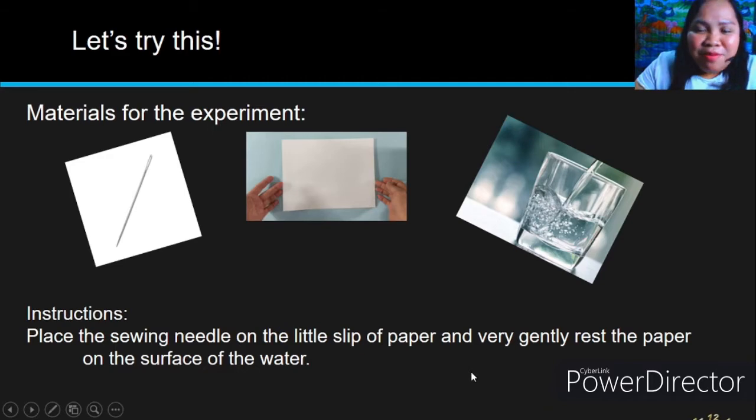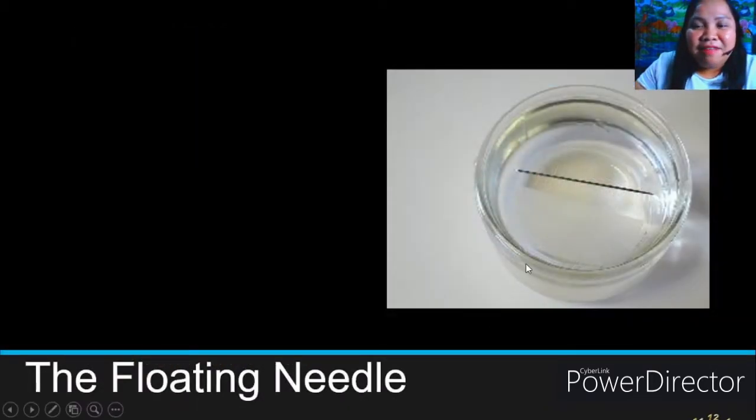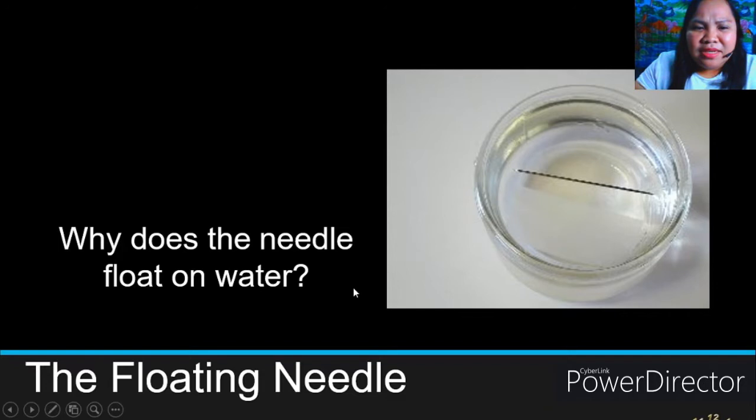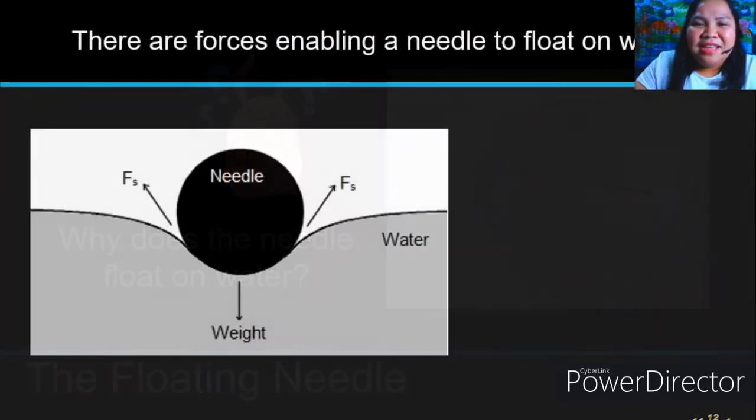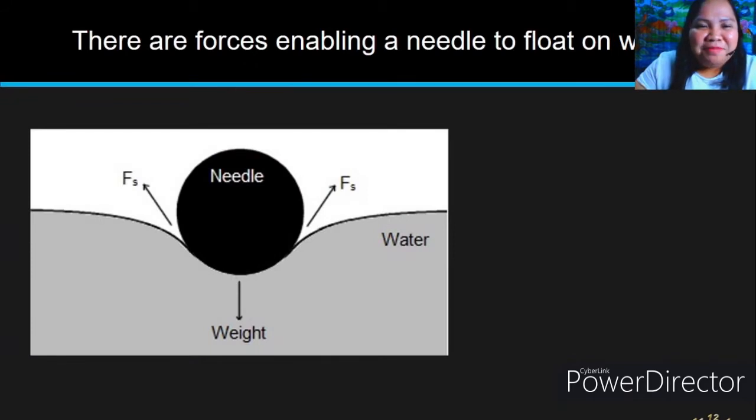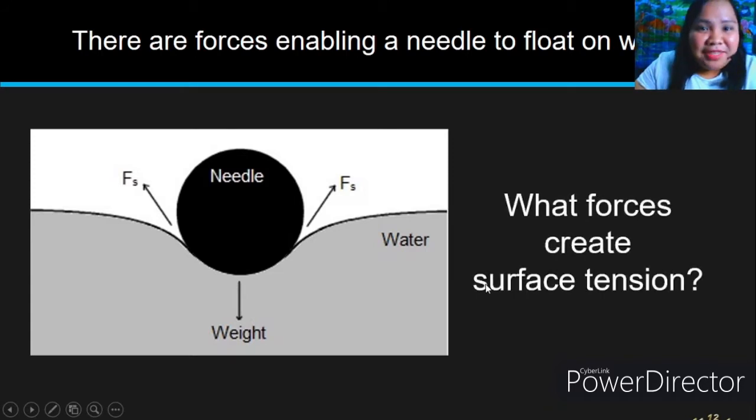When we do that, here is the result. You would see the sewing needle float on water. And the question is, why does the needle float on water? What is the main reason for that one? So you could answer me. Some kids would tell me it's because of surface tension. Correct. There are forces enabling the needle to float on water, and that would be the surface tension.